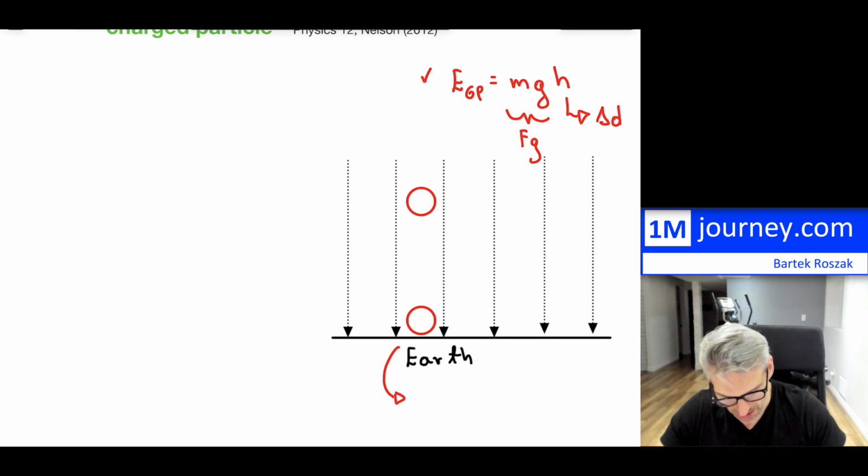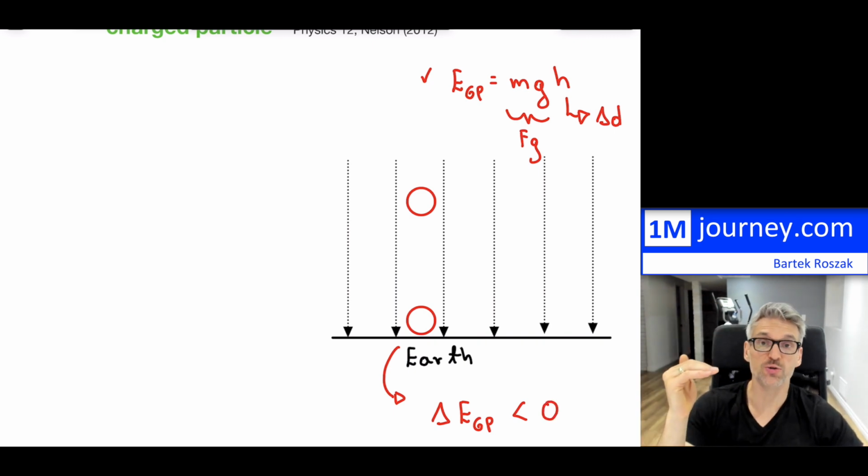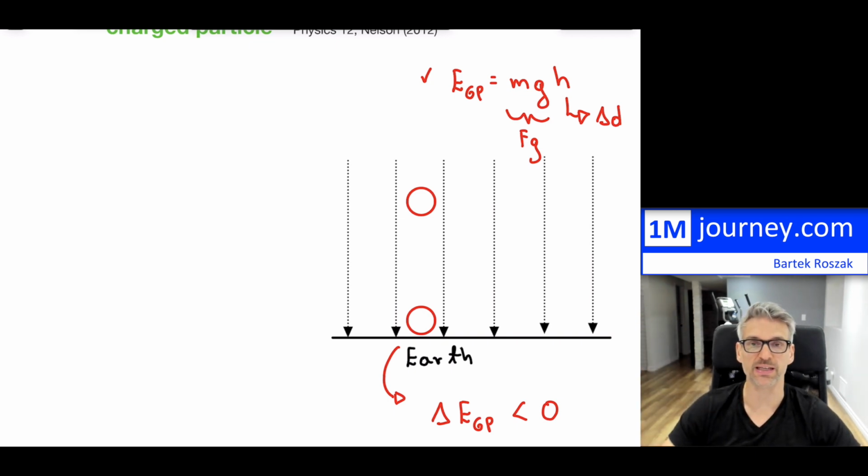And therefore, the difference that you would have, so this is the difference, delta, in the change of the gravitational potential energy would have been negative, right? So this would have been less than 0. It has been losing potential energy. Now, if you let it go, it probably would have been picking up kinetic energy.